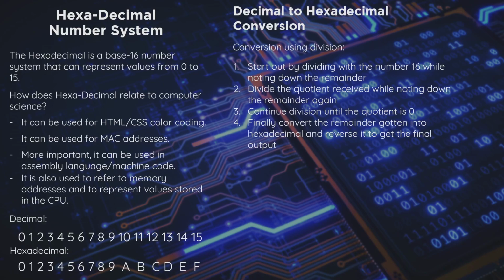You start out by dividing the given integer with the number 16, noting down the remainder, and then dividing that quotient received while noting down the remainder once again. Division will continue until the final output is 0, of course, noting down the remainder once more. Finally, you want to convert the remainder received into hexadecimal and then reverse it to get the final output.